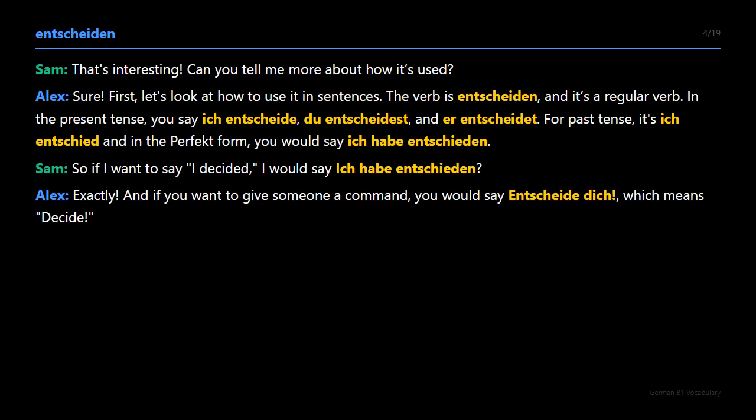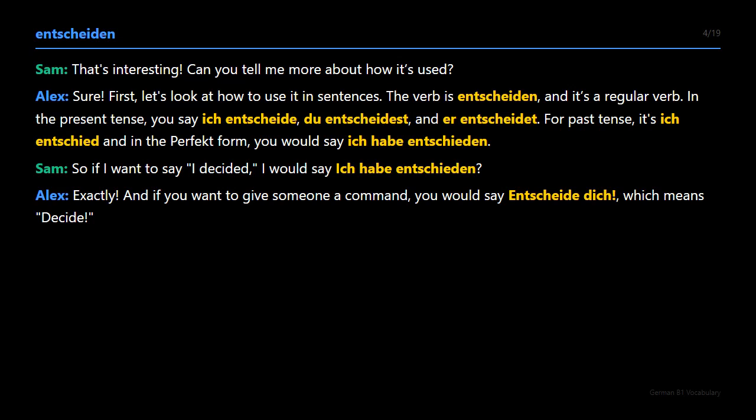Sure. First, let's look at how to use it in sentences. The verb is entscheiden, and it's a regular verb. In the present tense, you say, ich entscheide, du entscheidest, and er entscheidet.